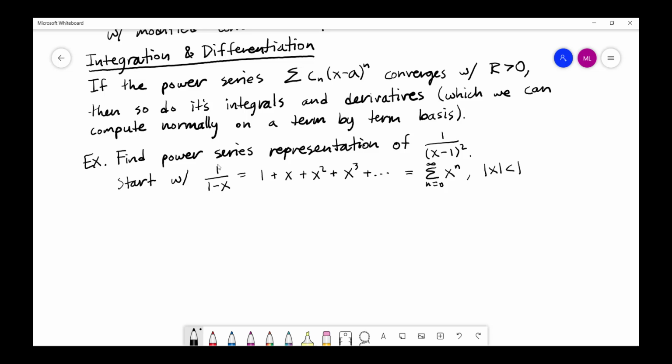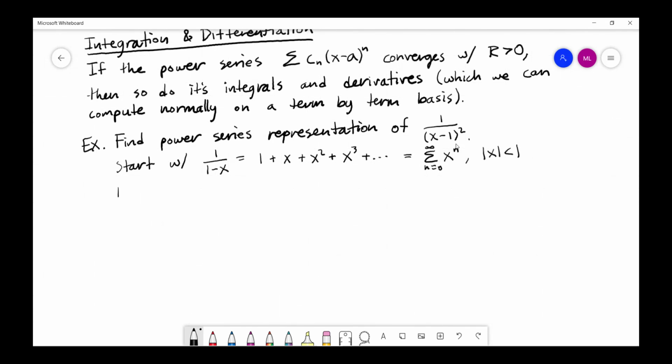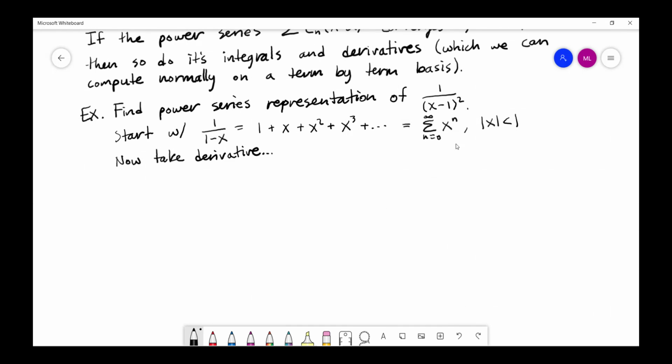Okay, how does this function relate to this function? Well, it turns out that these two are going to be related through differentiation. So let's think about what is. So now let's take the derivative. So I'm going to take d dx of 1 over 1 minus x. What is the derivative of that?